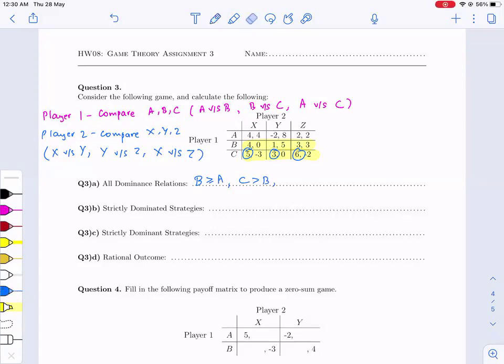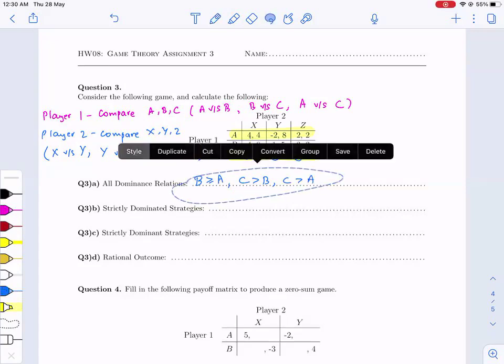Right? Now finally, let's compare A and C. So look at row A and look at row C. Compare the payoffs for player one. So compare 4 and 5. 5 is bigger. -2 and 3. 3 is bigger. 2 and 6. 6 is bigger. So again, C strictly dominates A.